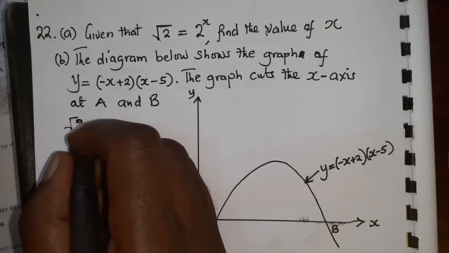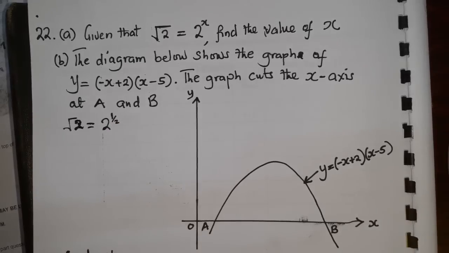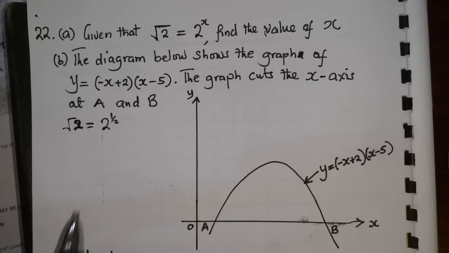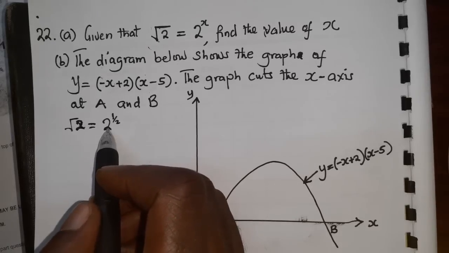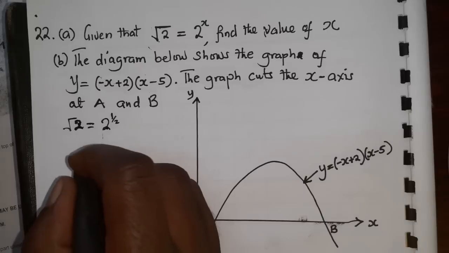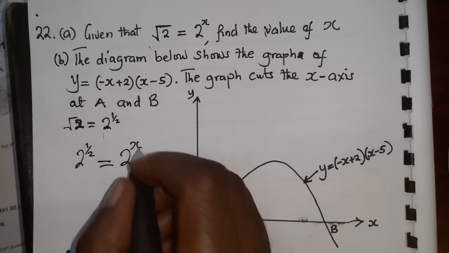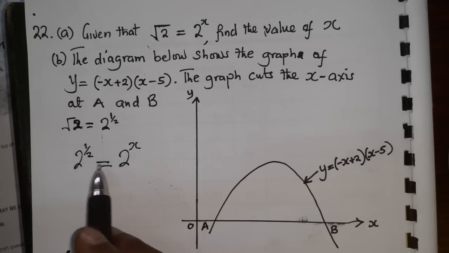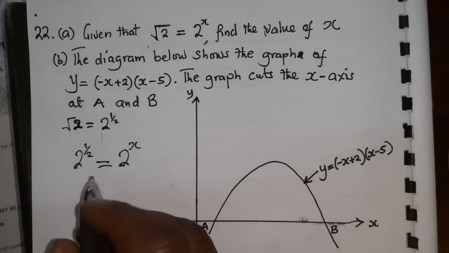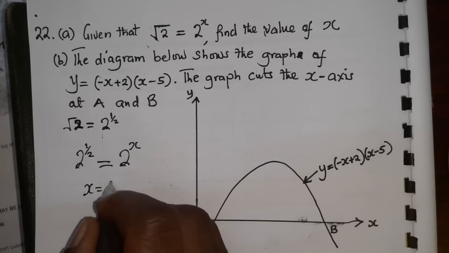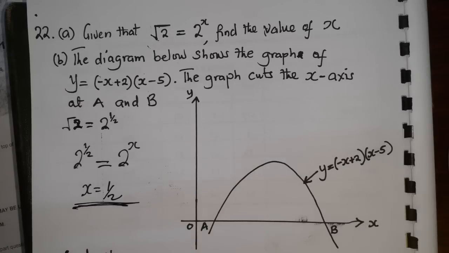so this is square root of 2. You can rewrite this one as 1/2. Okay? So I'm rewriting that part here as 2 to the power 1/2. So it will be 2 to the power 1/2 is equal to 2 to the power x. The rules of indices say that when the bases are the same, you equate the indices. So x is equal to 1/2. That's the answer for the first one.